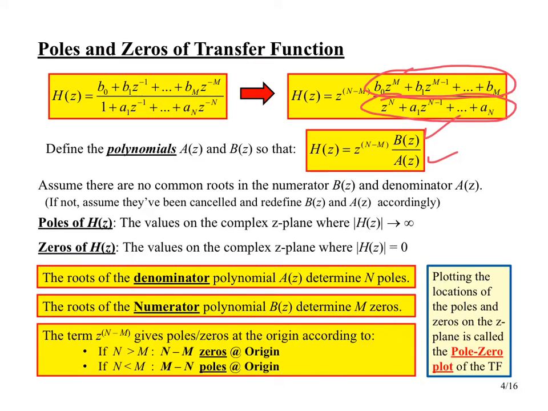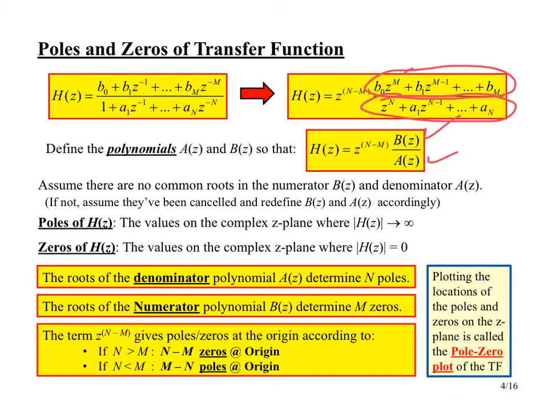And to proceed further, we should really make an assumption that there's no common root in these two polynomials, and if there is, we'll assume that they've been canceled out. So if we factored out the numerator and factored out the denominator, looked for any common factor in them, we'll assume that we've factored out and canceled that one term.